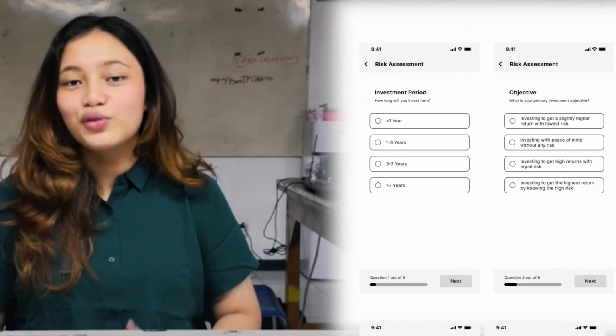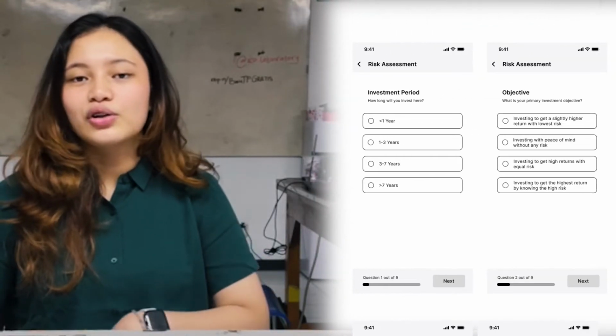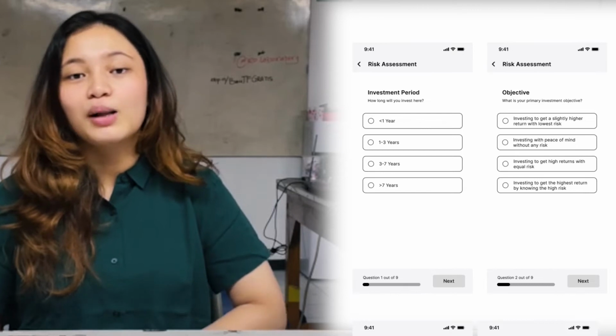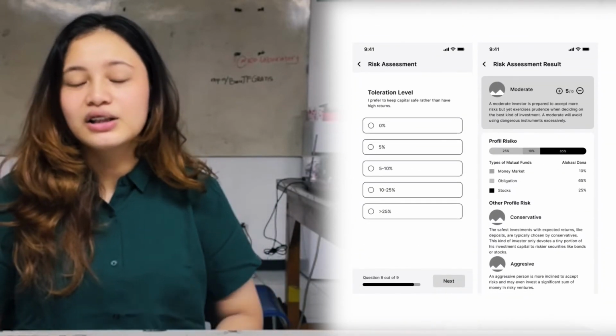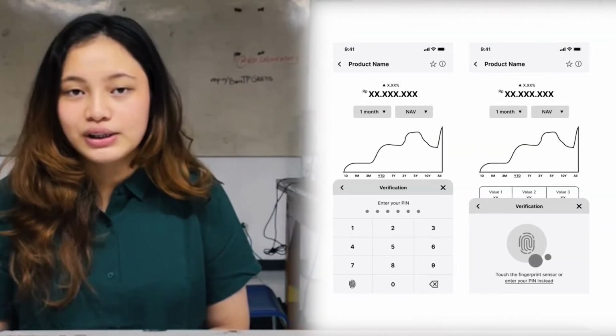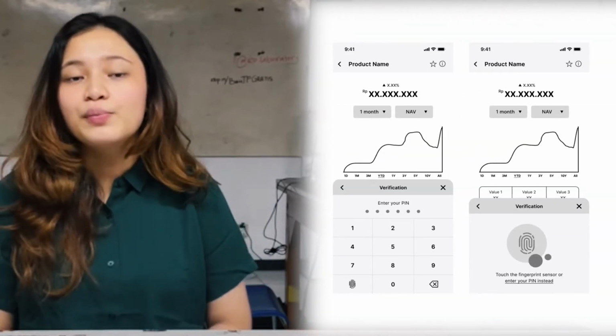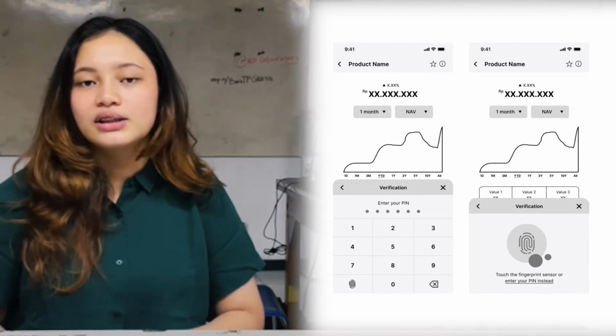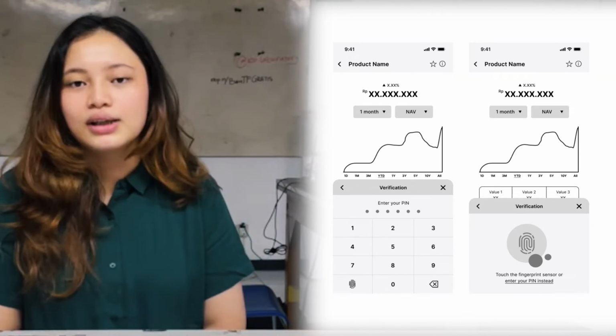Second one is risk profile. With this feature, you will be given a few questions to find out about your risk profile, and from here, we can help you manage and understand the risk of investing. And the last one is security guarantee. We have PIN and biometric features to assure your security, and every product that we offer has been quality tested, so you don't have to be worried about the products.